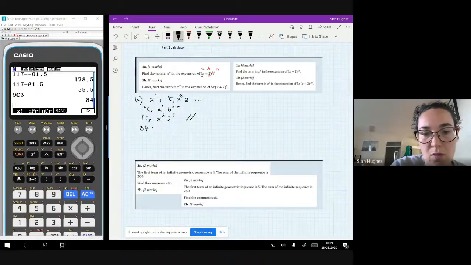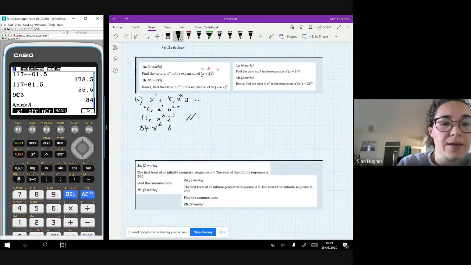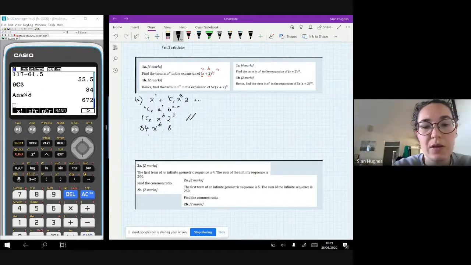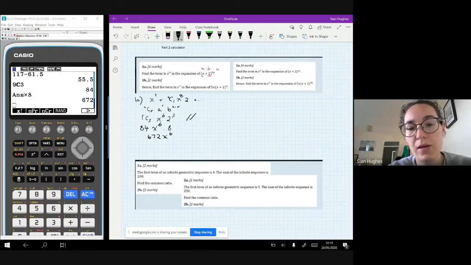So 84x^6, and we know that 2 cubed is 8. So we want 84 times 8, which is 672x^6. So you'd get another mark for this, and then the final correct answer mark for the 672.